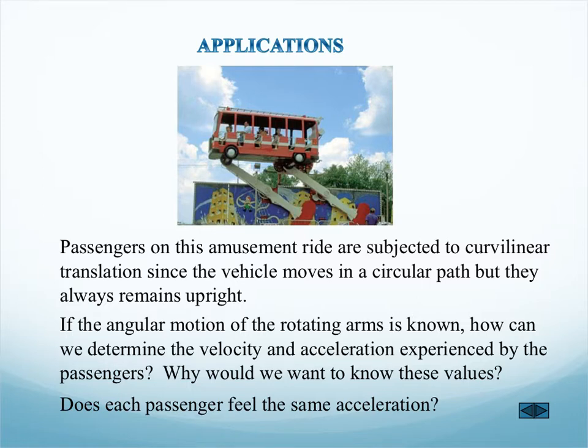So here, just showing some examples of the type of motion that you might be able to understand when you learn the material in this chapter. For instance, in this amusement park ride, the people are undergoing translational motion, but it's in a curve because they're going in a circular path, but they always will stay upright. The type of things we'll be able to do is, if you know how the rotating arms are moving, can you figure out how the passengers are moving, and answer the question, do all the passengers have the same acceleration?